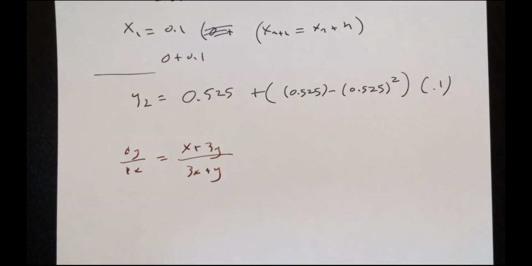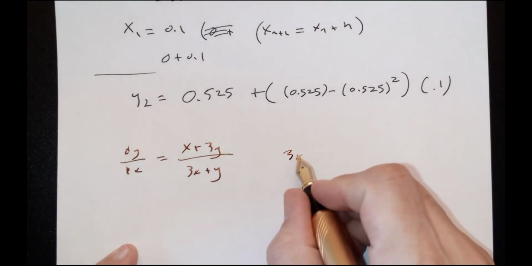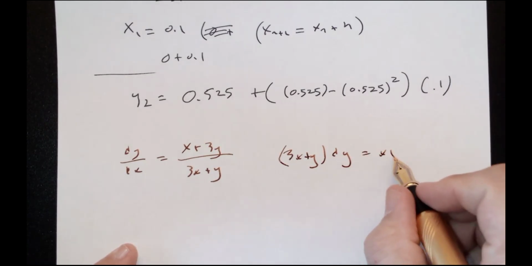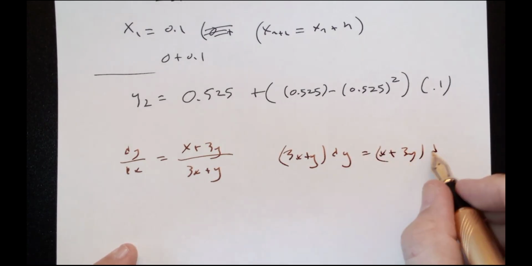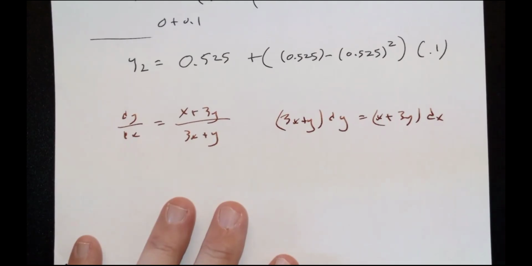So my first reaction would be, how do I know I'm going to need a substitution? Well, I start by saying, oh, this is set up for separable, isn't it? But if I go to cross multiply, it's not separable. Maybe it's exact. 3x plus y dy equals x plus 3y dx. That's how I know it's not going to be separable, because my x's and dy's are mixed together.